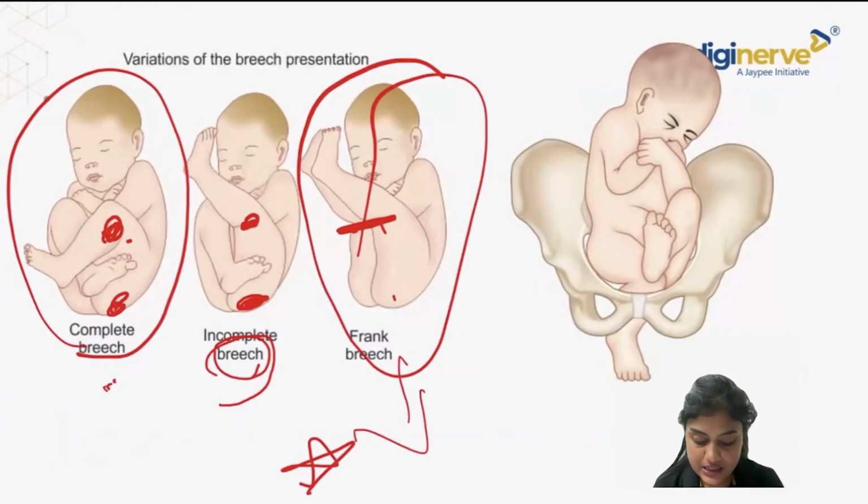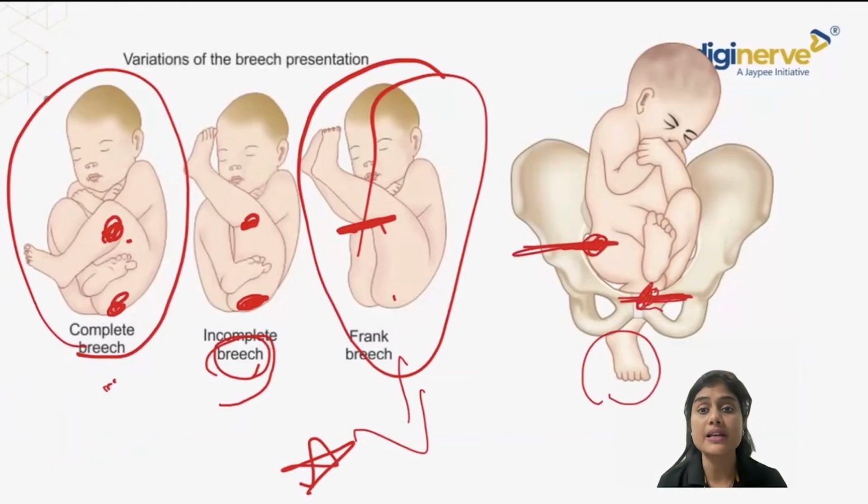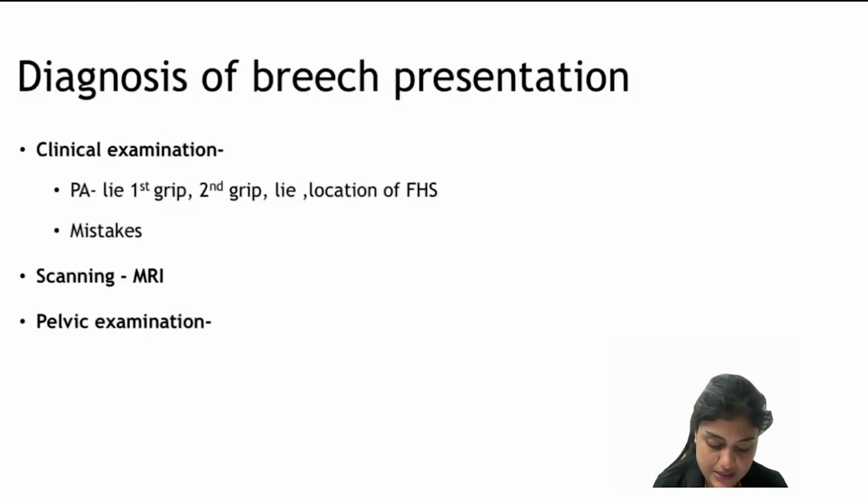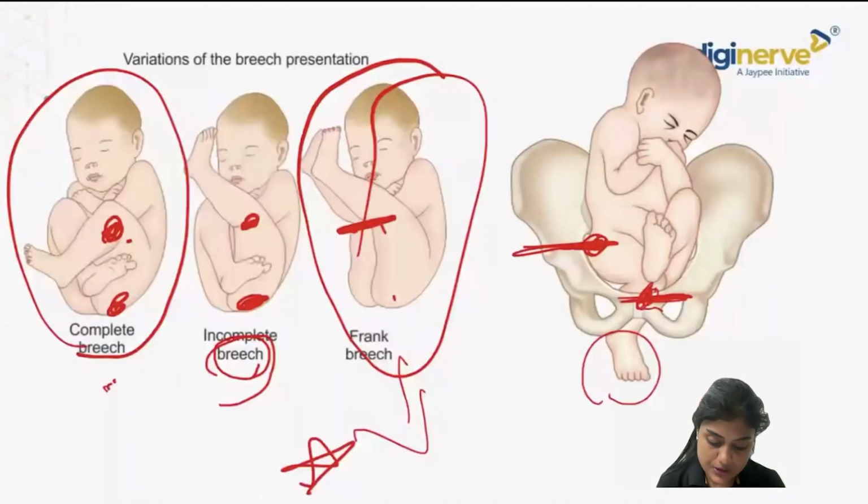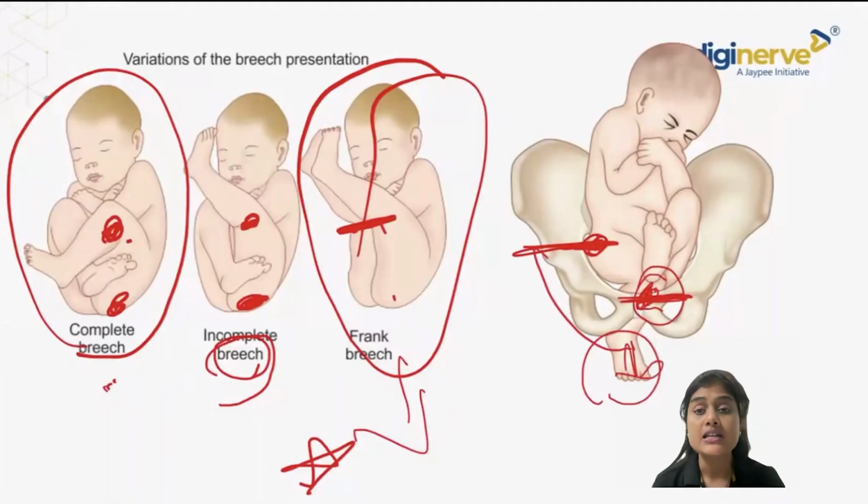Here you can see the footling presentation: the hip joint is extended and the knee joint is also extended. So this makes your footling presentation. Imagine if the knee was flexed, the knee will come down. That makes it knee presentation. These are the different presentations, and they may ask you what it is, so you can see the pictures or the description and tell it.